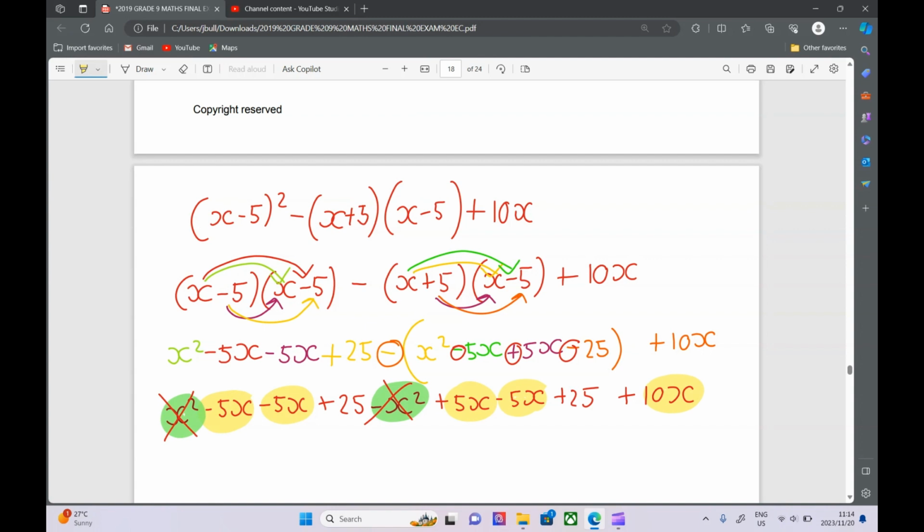So let's see. Minus 5, take away another 5. That's minus 10. Add 5 is minus 5. Minus another 5 is minus 10, and then add 10. So we've got minus 10 plus 10. So actually we have no x's either. And then lastly, we can just do the numbers. So we've got 25, add 25. And so actually this whole thing simplifies to just 50. Okay, so that's going to be a lot of marks for that one.